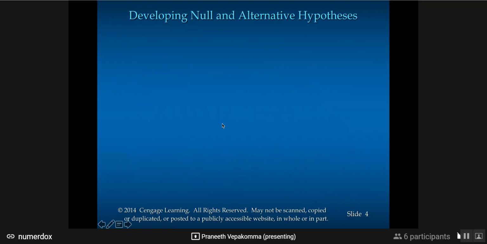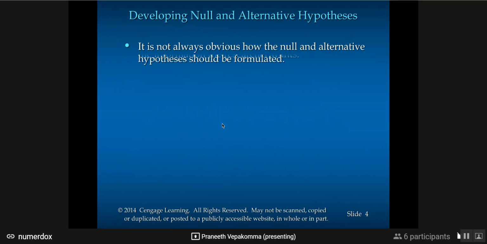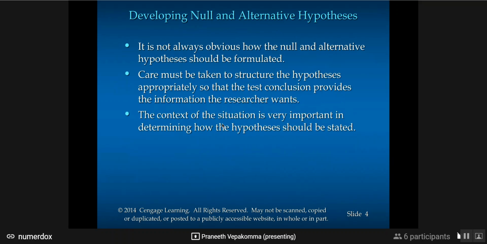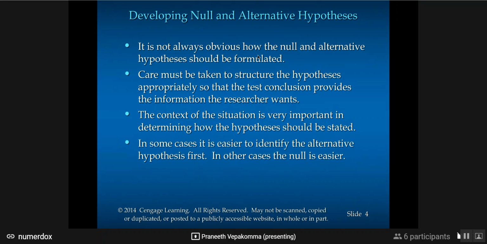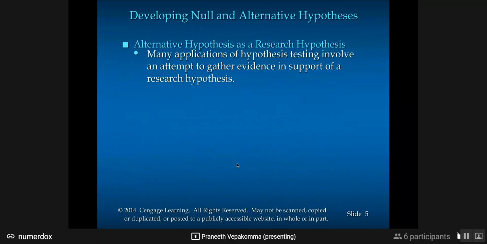All right, developing null and alternative hypotheses. It is not always obvious how the null and alternate hypotheses should be formulated, right? So choosing what is null and what is alternate is also something to be taken care of. Care must be taken to structure the hypothesis properly. The context of the situation is very important. This is some generic, statistical consulting kind of philosophical idea. In some cases, it is easier to identify the alternate first. In some cases, null is easier. Anyway, these are generic statements. Now again, getting into more concrete stuff.